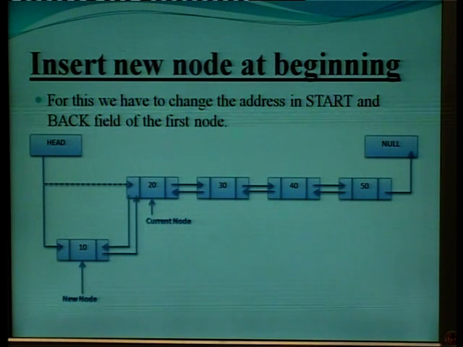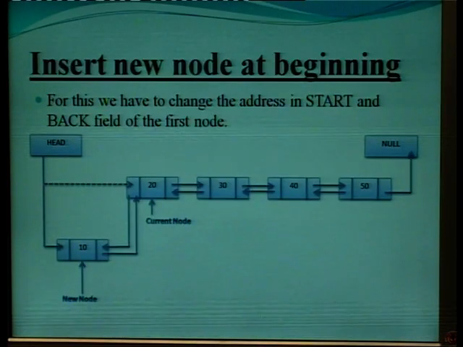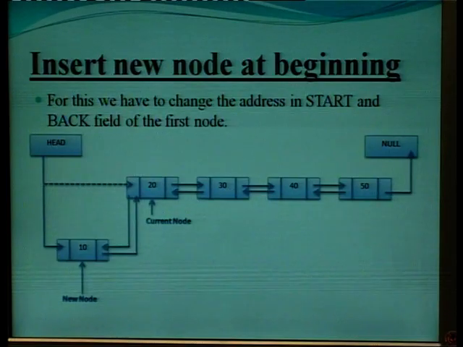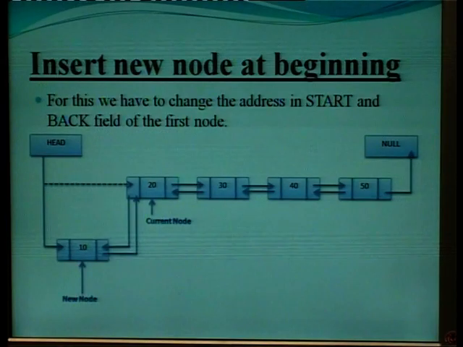First of all, the backward field must contain the address of the node where the 10 value is stored, that is the new node address, and the head pointer is moved to the new node where the 10 value is stored. So basically in the next step, the head pointer contains the address of the new node, whereas the current node's backward field contains the address of the new node.